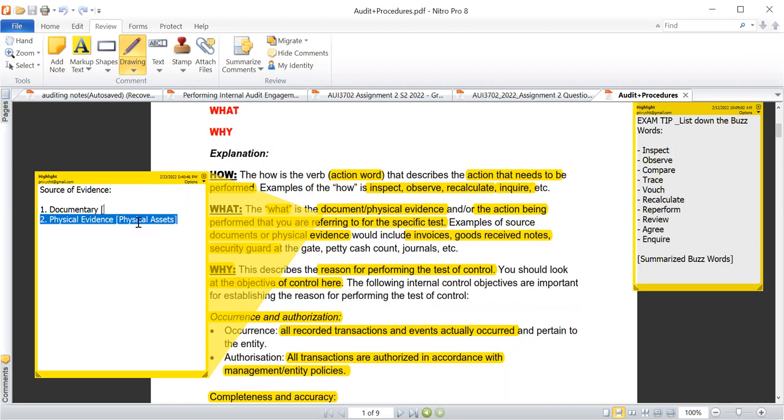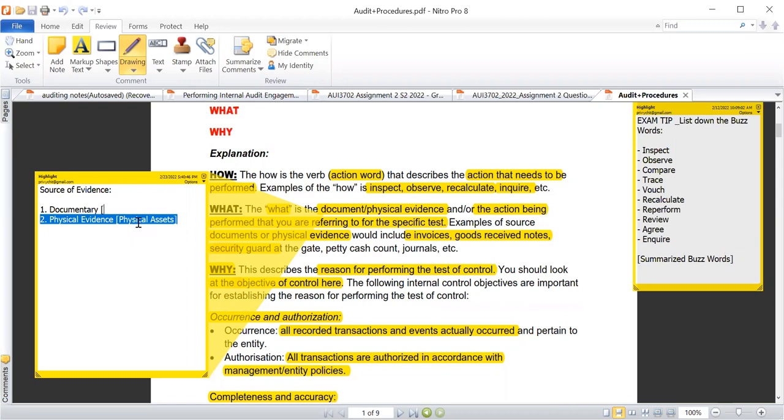Then we've got physical evidence, and physical evidence can come as physical assets of the organization, normally what we call property, plant, and equipment assets: machinery, computer equipment, vehicles, land and buildings, cranes and all that. That's what we call physical assets, or even normal stock in the warehouse. That's what we call physical evidence. And it would also include people, right? Because you interact with the person physically. So it's also part of physical evidence because you can see a person physically, right?